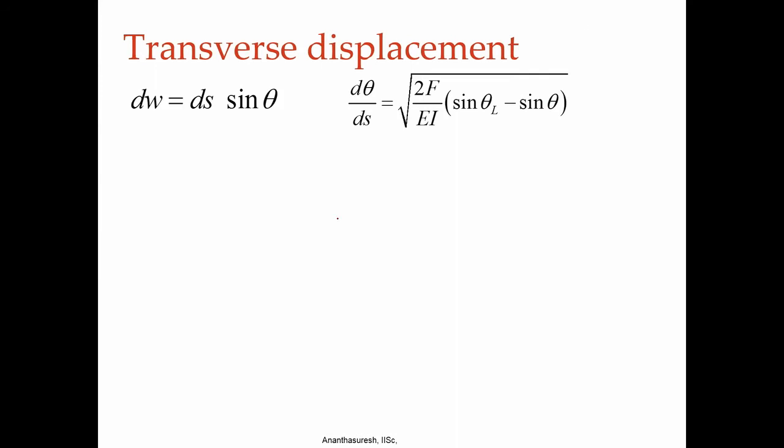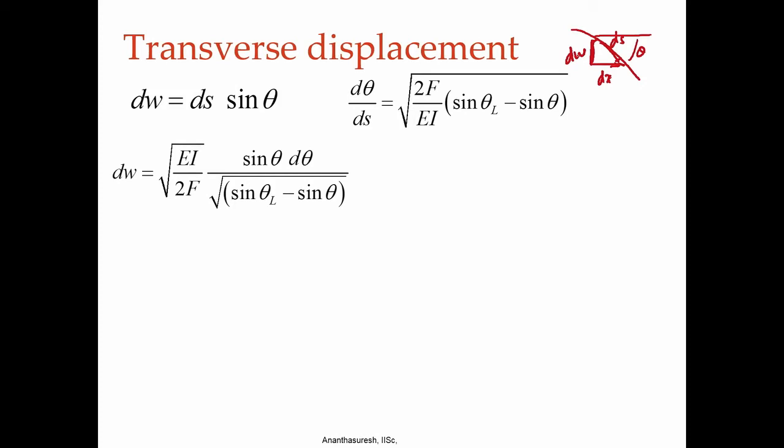For transverse displacement, as we already saw, if we have an arc, if this is ds, then this vertical part is the transverse displacement dw. This is dw, this is dx for that segment. So, dw, since this is θ, this is sin θ, is ds sin θ. We take the dw and we substitute for this ds from this equation. So, ds goes that side, dθ divided by this, and then you have sin θ which has appeared here.